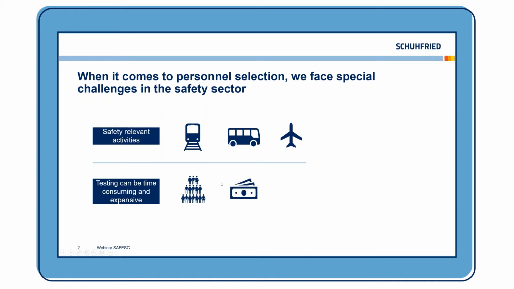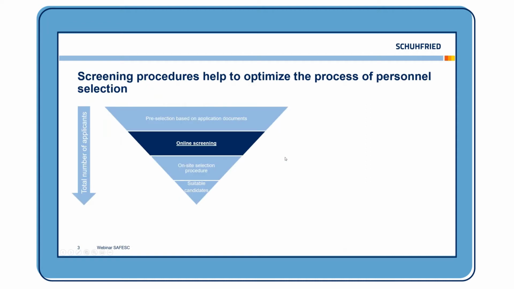On the other hand, testing too few people can lead to bottlenecks in personal capacity, because if we're not testing enough people, we're of course also not recruiting enough people. And that's where screening procedures come into play, because they help to optimize the process of personnel selection.